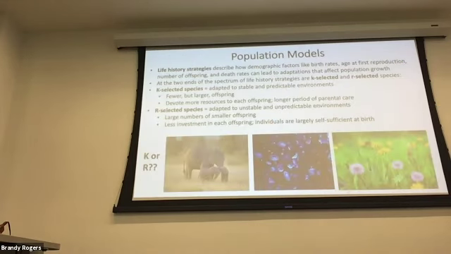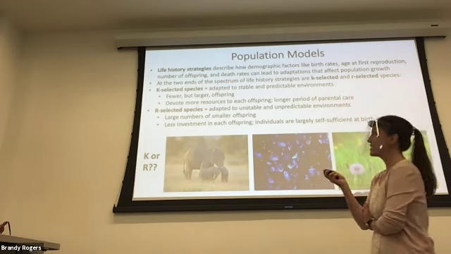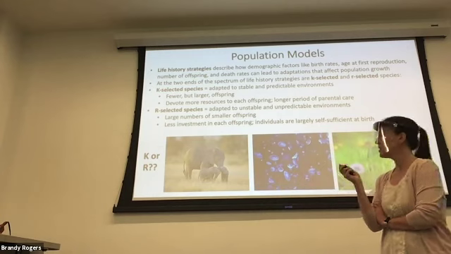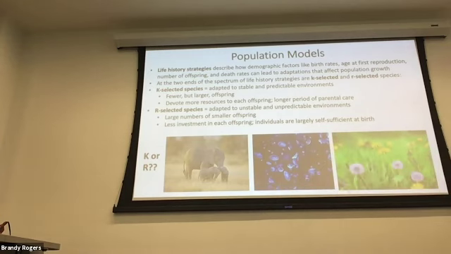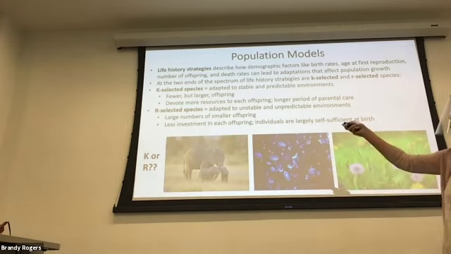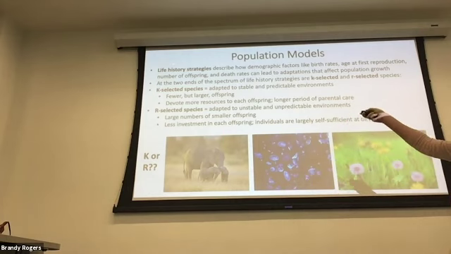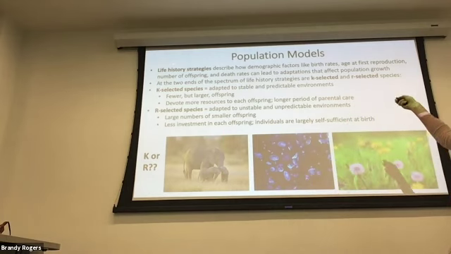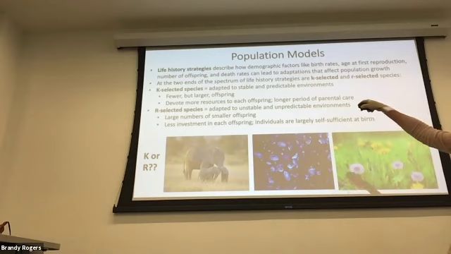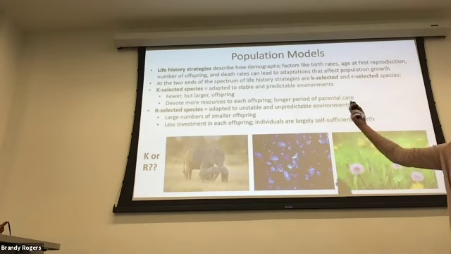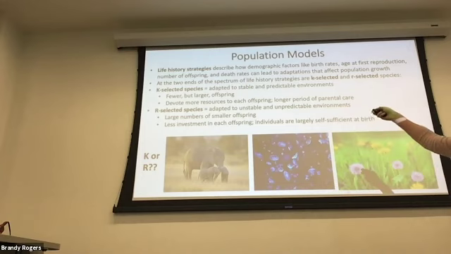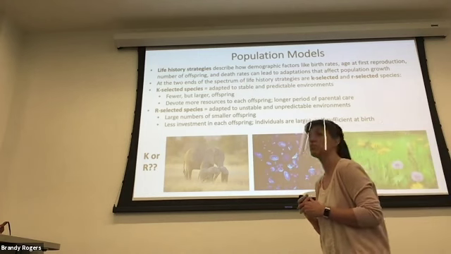And the last part of this that ties back in is population models and looking at K-selected species versus R-selected species. And when we're talking about K versus R selection, we're talking about two ends of a broad spectrum of life history strategies. Okay, so again, when we're talking about life history strategies, we're talking about how demographic factors like birth rate, age at first reproduction, number of offspring, death rates, juvenile mortality, infant mortality, all of those things add up to lead to adaptations that affect the way a population grows.